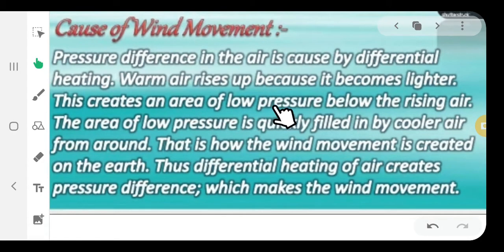This creates an area of low pressure below the rising air. The area of low pressure is quickly filled in by the cooler air from around, means surrounding air which is more cooler, that fills the gap in the lower region. That is how the wind movement is created on the earth. Thus, what is the main cause? Differential heating of earth. Remember this point. Differential heating of earth, of air, creates pressure difference which makes the wind movement.